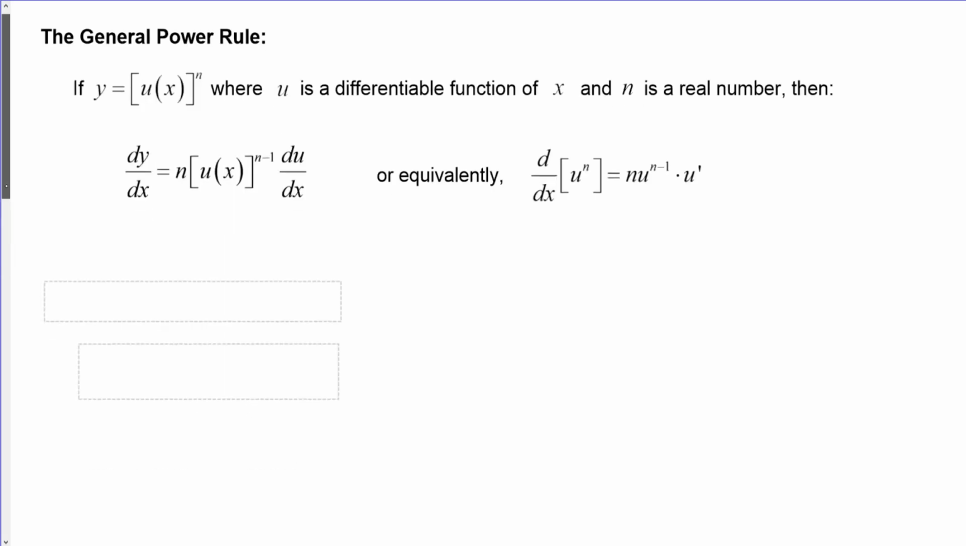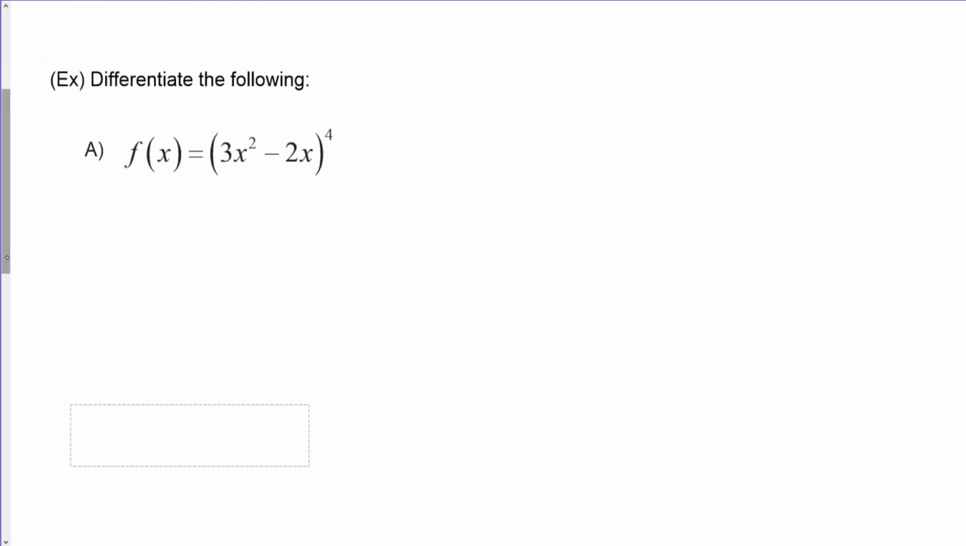Okay, let's see some examples. Starting with f of x equals 3x squared minus 2x raised to the 4th power. My inner function is 3x squared minus 2x. My outer function is the exponent, so I do the derivative by handling the outer function first. So bring the 4 down, leave the inside function alone, and subtract 1 from my exponent. But I have to make sure in the end I multiply by the derivative of the inside part, which in this case would be 6x minus 2.